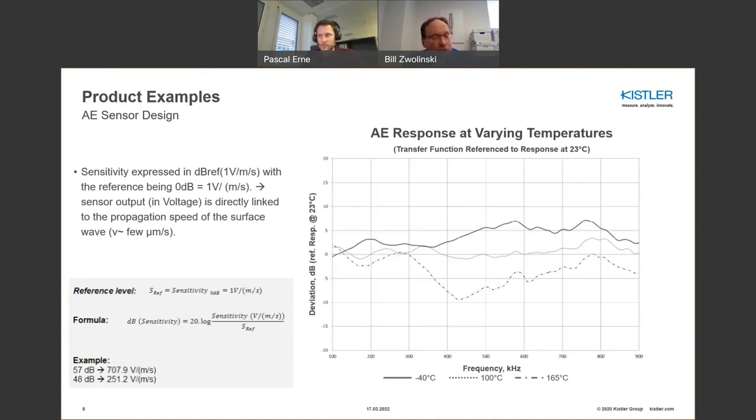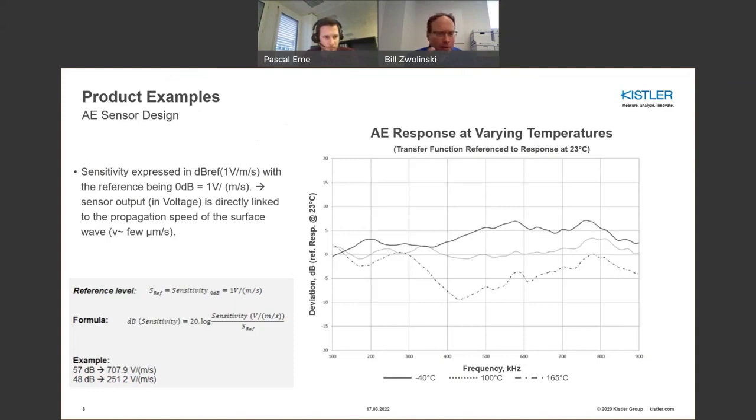So what happens here is you get a 57 dB for the lower frequency range acoustic emission sensor and a 48 dB for the higher one, which I said earlier has a lower sensitivity. Well, you can easily relate that to something maybe more meaningful to a lot of people: volts per meter per second, which is not on a logarithmic scale, but certainly gives you a feeling for what the sensitivity is over the operational range.